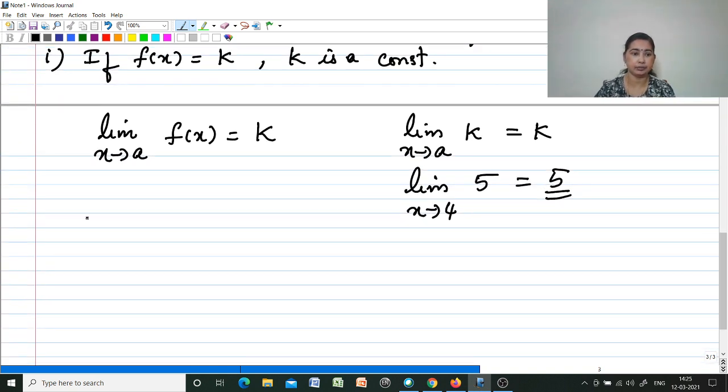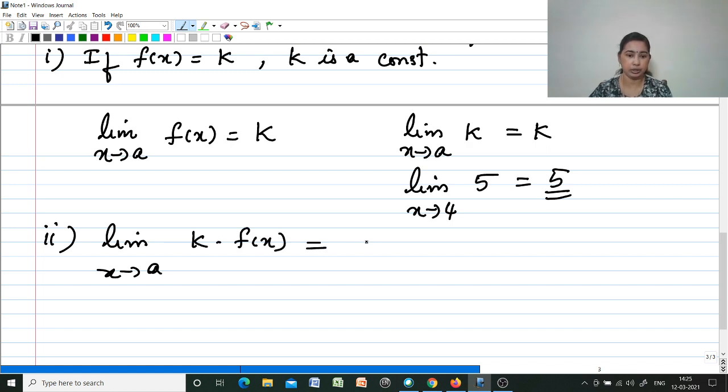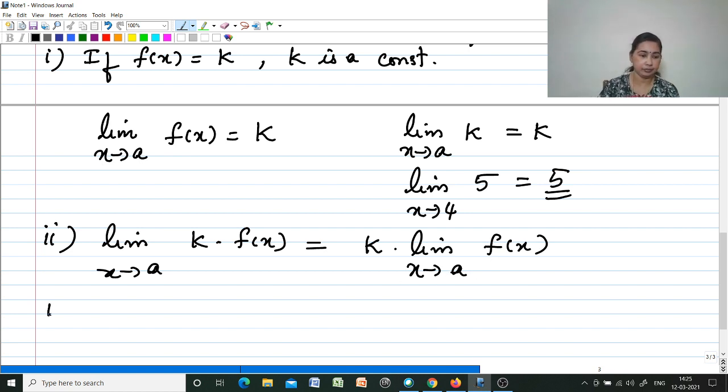Now the second result: limit x tends to a, k into f of x is equal to k into limit x tends to a, f of x. So for a constant into a function, we have to take that constant outside, then apply limit x tends to a, f of x. So limit x tends to a, k into f of x is the same as k into limit x tends to a, f of x.